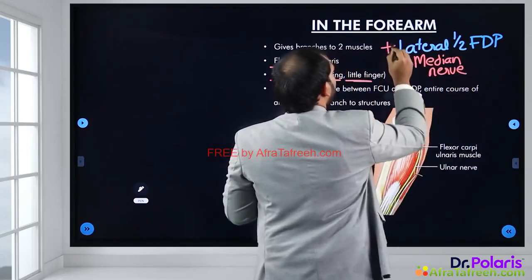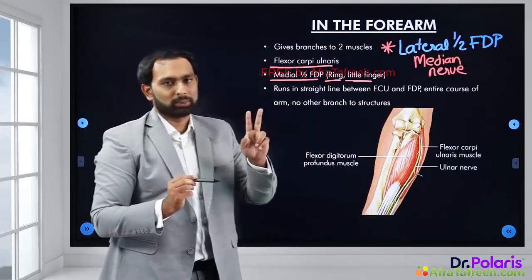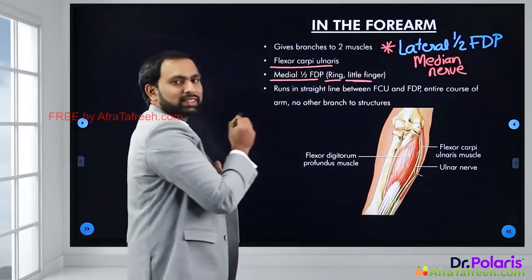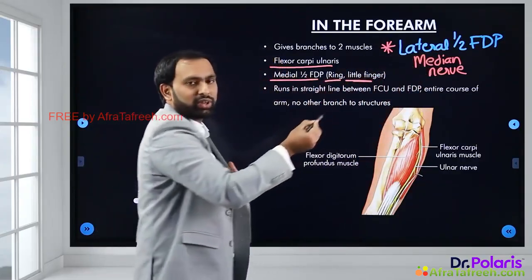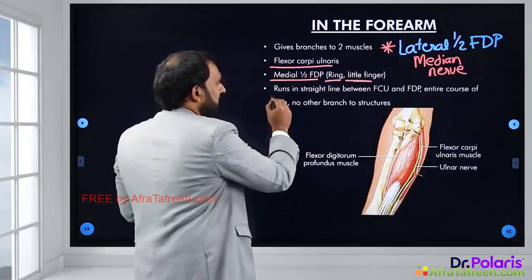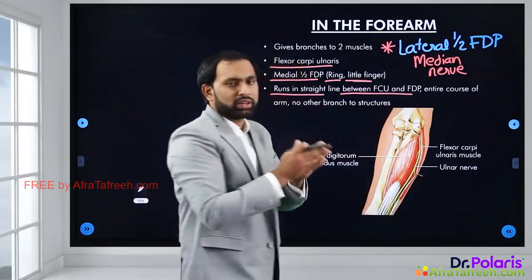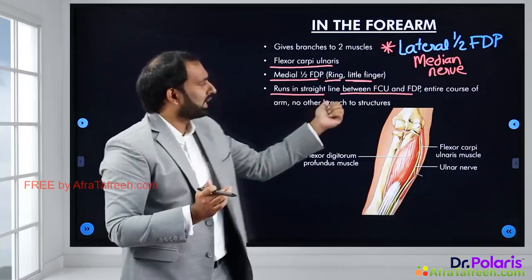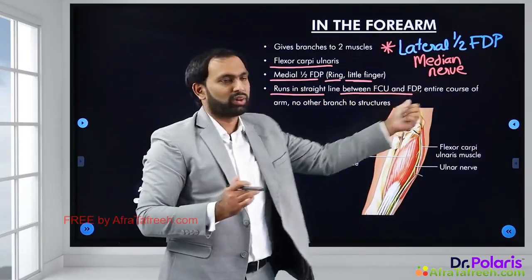So this is very important for us to understand that flexor digitorum profundus has a dual supply. The medial half, that is the ring and the little finger, is being supplied by the ulnar nerve. The lateral half of the FDP, that is the rest of the fingers, is being supplied by the median nerve. Now, it runs in a straight line between the flexor carpi ulnaris and FDP. So it runs between the two heads of the flexor carpi ulnaris. After that, it runs in a straight line between the flexor carpi ulnaris and the flexor digitorum profundus.